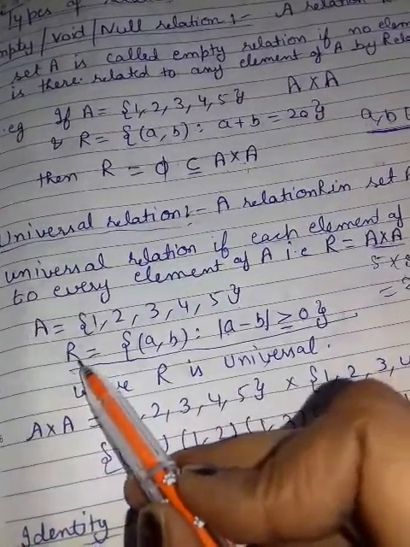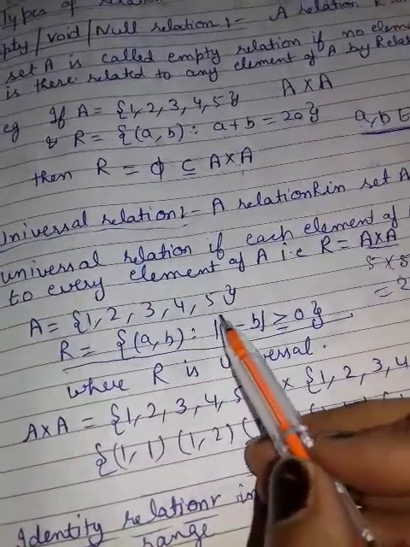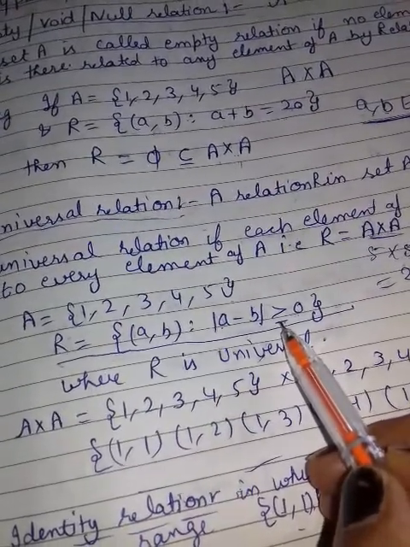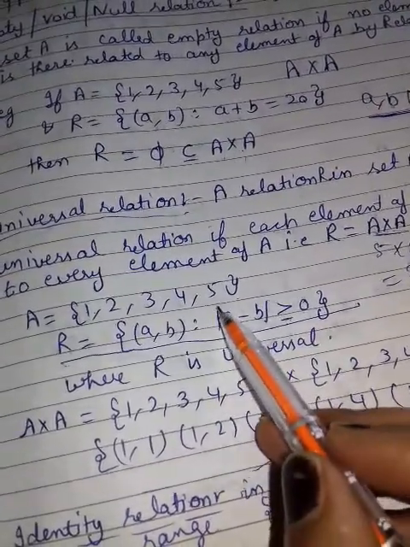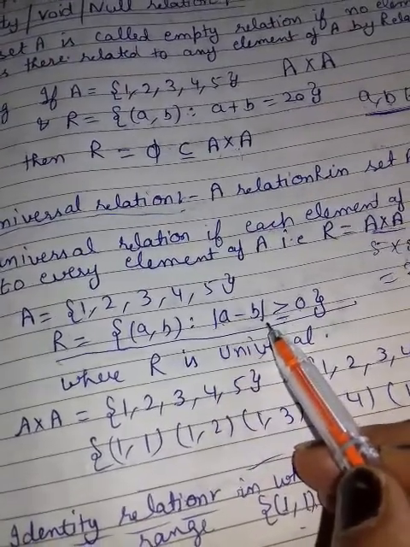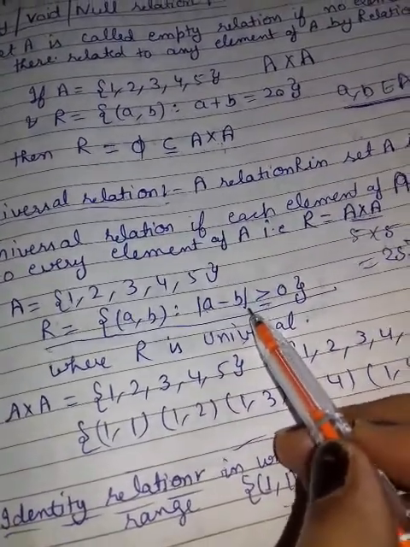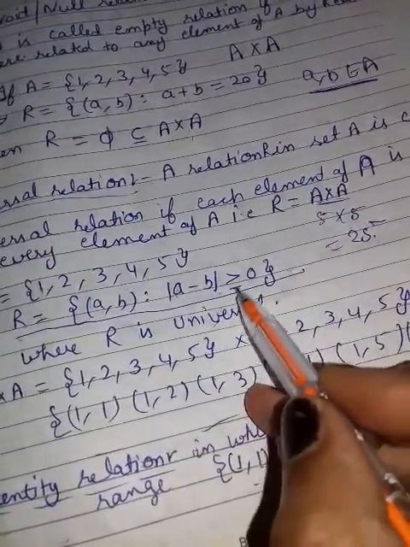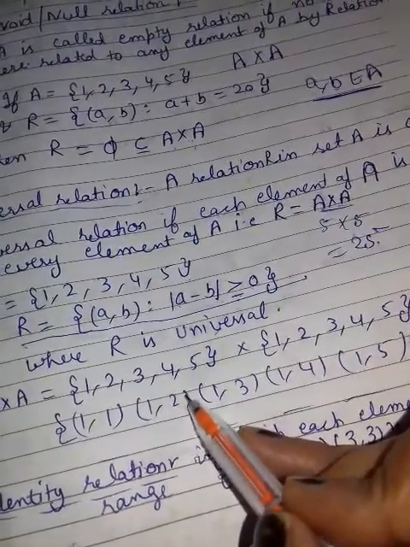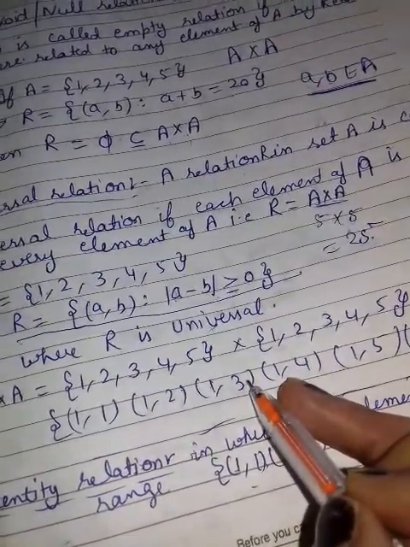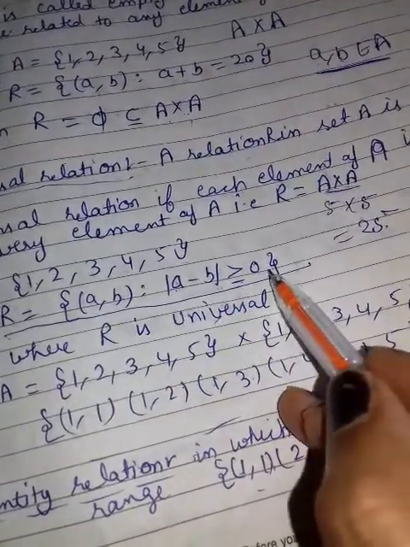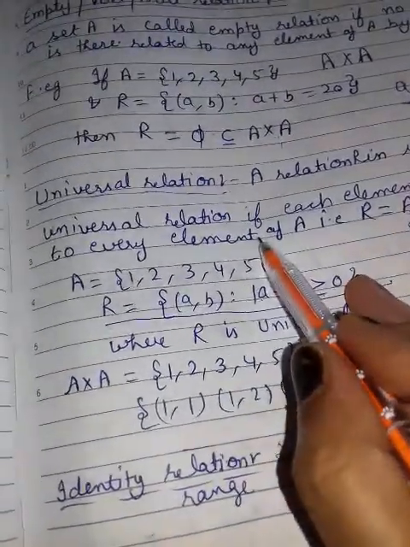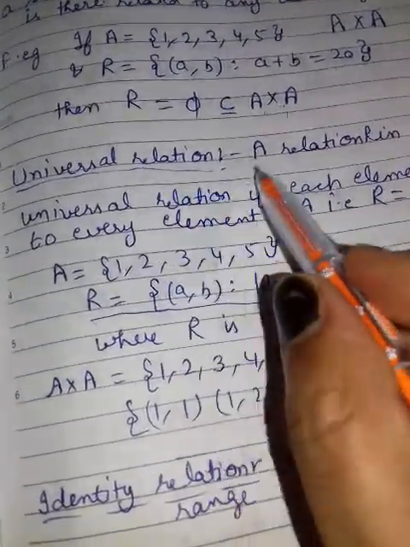Now suppose R is (a, b), where the modulus of a minus b is always greater than or equal to 0. Equal you have taken also, and greater also. And you know one thing more, when modulus is there, any negative number can be changed into positive. So every pair will come here. Suppose 1 minus 1, 0. Then 1 minus 2, that is 1. 1 minus 3, why am I saying it is 1? Because modulus is there, this is greater than 0. So you can satisfy it by taking any number. So every pair is here, so this is a universal relation.